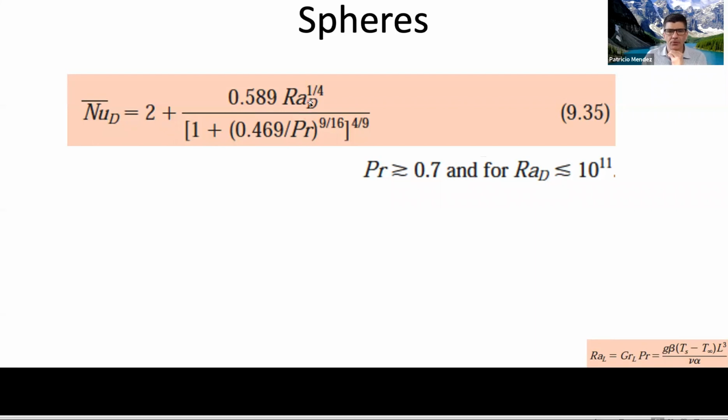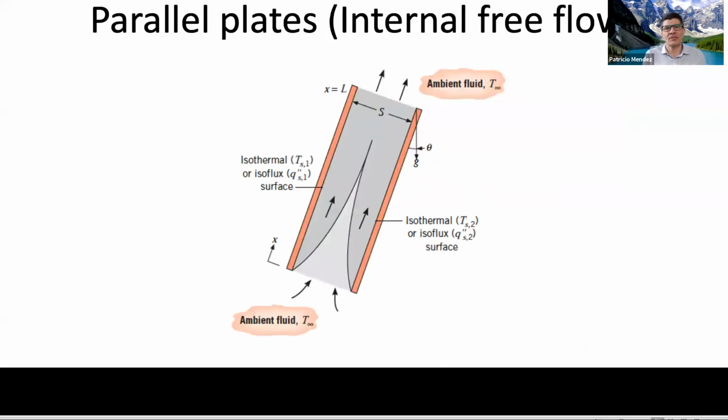From the practical point of view, plug and chug, get a Rayleigh, get a Prandtl, and you calculate Nusselt, then you unpack Nusselt. Of course, you have to check that we're in the right Prandtl number and the right Rayleigh number range that has been verified experimentally. So that was external flows in natural convection. We saw the plate, we saw the cylinder, we saw the sphere.